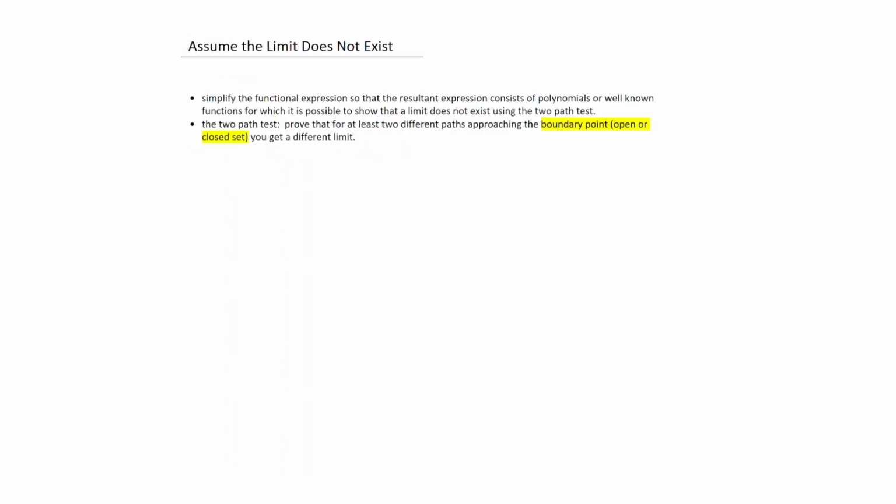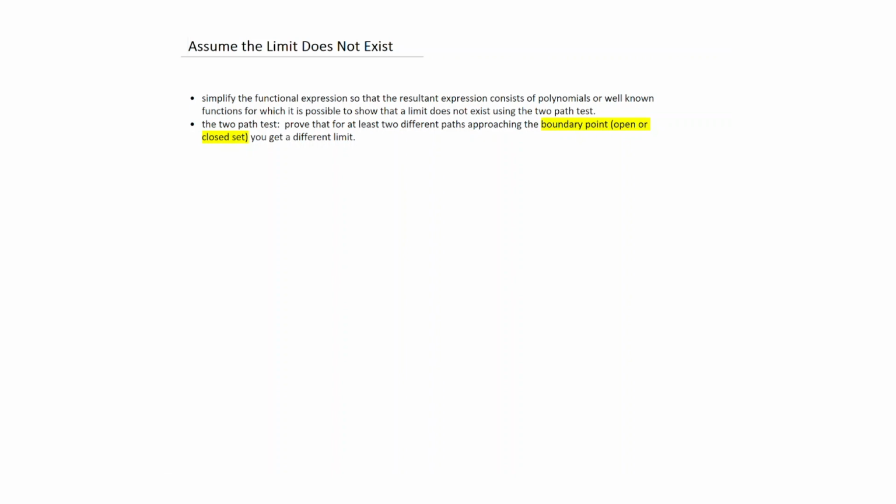All right, so just some general guidelines if we assume that the limit does not exist. First of all, simplify the functional expression so that the resultant expression consists of polynomials or well-known functions for which it is possible to show that a limit does not exist using the two-path test. So we like to try to precondition things as much as possible before we actually apply the limit test.